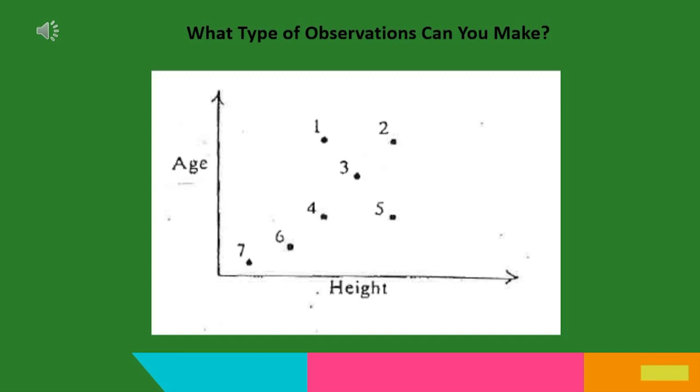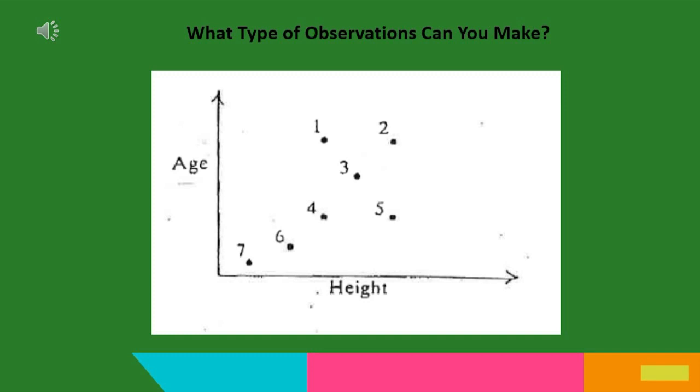Let's do another observation. Place your finger on the point 2 and the point 5. What types of observations can you make about these 2 people? That's right. Whoever is represented by the points 2 and 5 must be the exact same height. But what's the difference? You got it. Whoever is represented by the point 2 must be a little bit older. And how did you know that? That's right, because the point 2 is further above the x-axis.